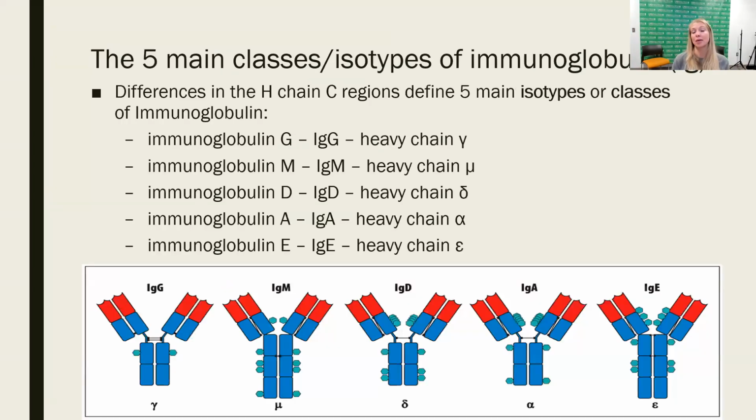So what types of antibodies do we have, right? In the human, we have five main classes of immunoglobulin or isotypes. So classes, isotypes, same thing. So we can talk about a class of antibody, we can talk about an isotype of antibody. And then also we should see how I use the word immunoglobulin at the top. And then I have IG behind it.